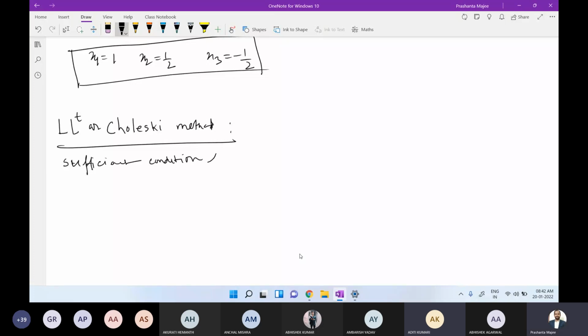Sufficient condition for such decomposition is what? What is the sufficient condition for LU decomposition? Positive definite. And for LL transpose, one more condition is required, that the matrix has to be symmetric. So positive definite, and second one is symmetric.